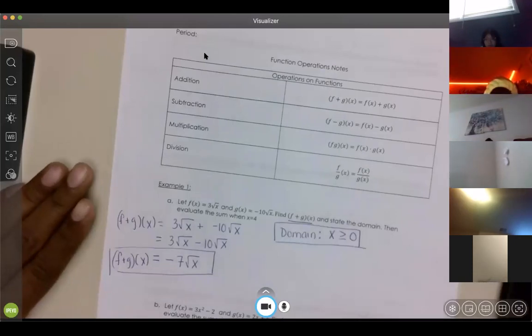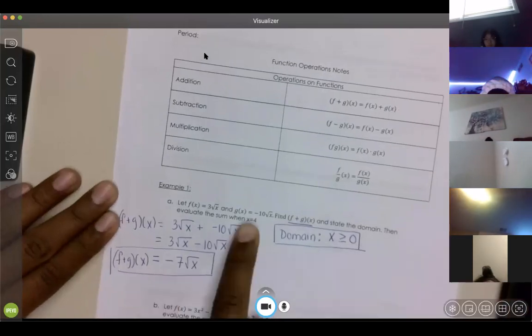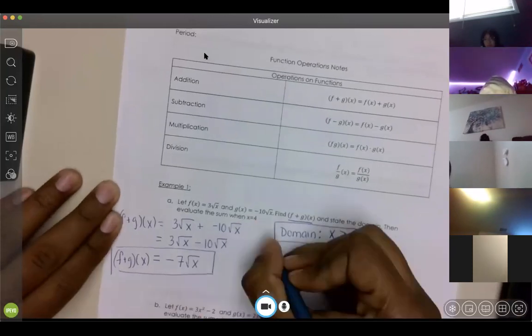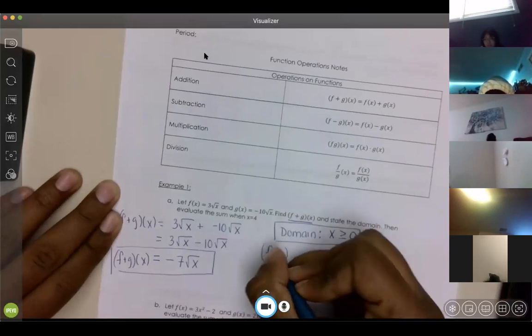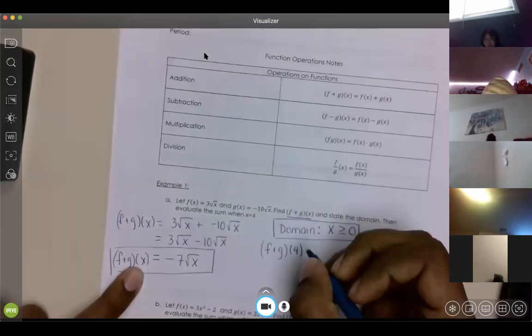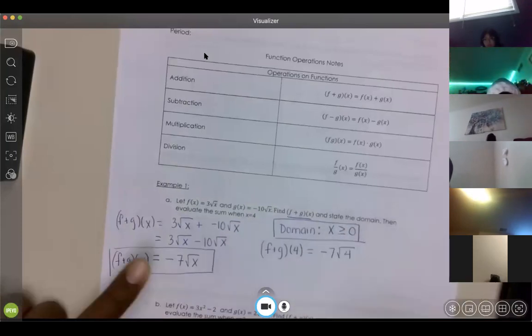All right, the last part, evaluate the sum when x equals 4. They basically want you to plug in 4 everywhere you see an x in your equation. So the way we write this out is f plus g, but instead of x, you're going to plug in a 4. So it's negative 7 square root of 4.